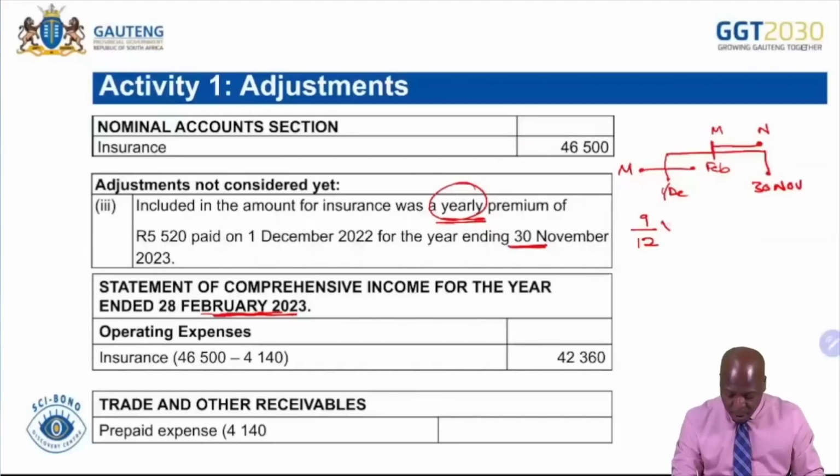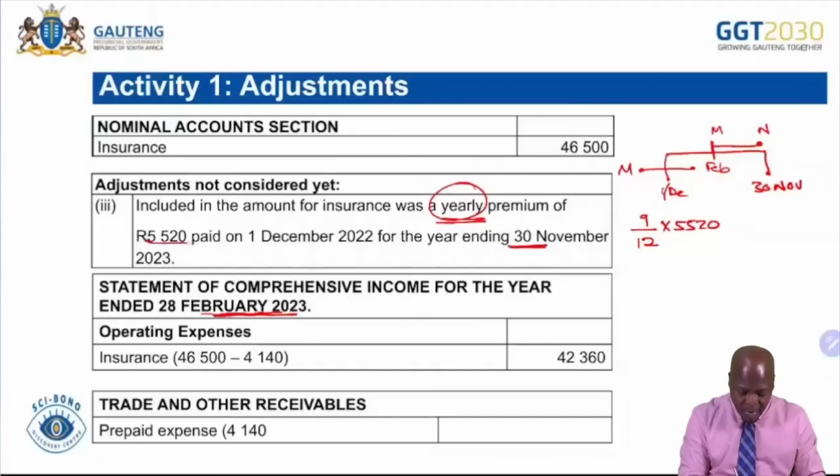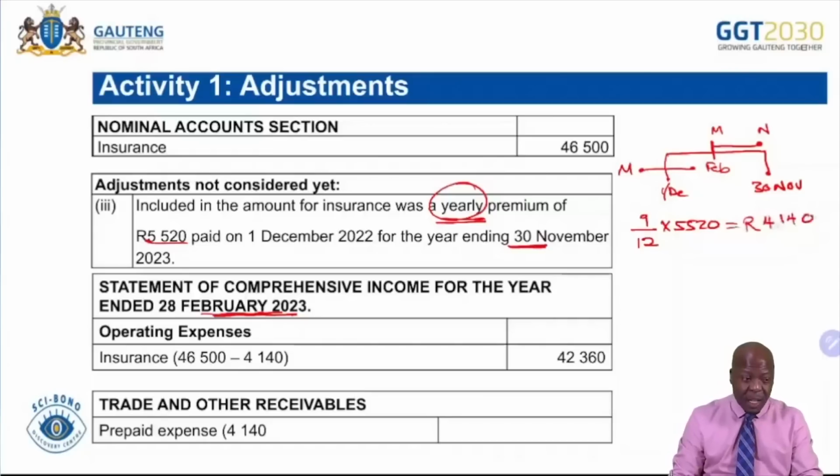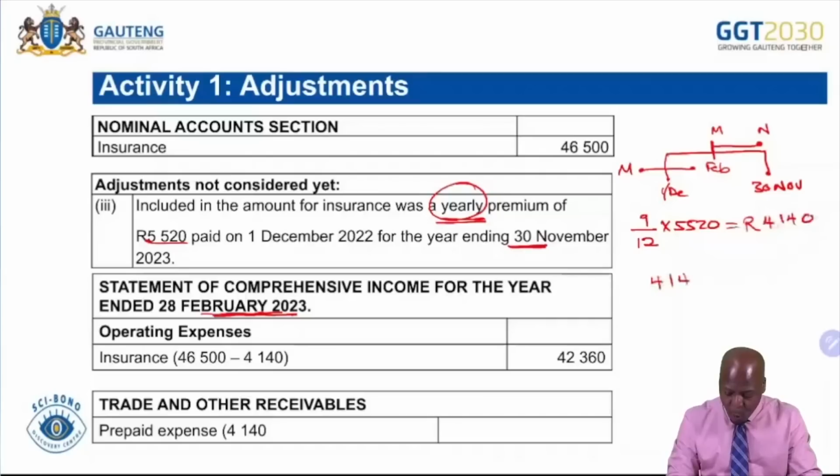Then we say multiply that by the 5,520, which is the amount that was paid. We want to know how much then was paid in advance. Let's punch this in our calculators. All right, how much do you get? Thank you. Someone says, Mr. Simbi, I'm getting 4,140. This is what we get, 4,140. This 4,140 becomes my adjustment. So I'm going to come here, it's 4,140.